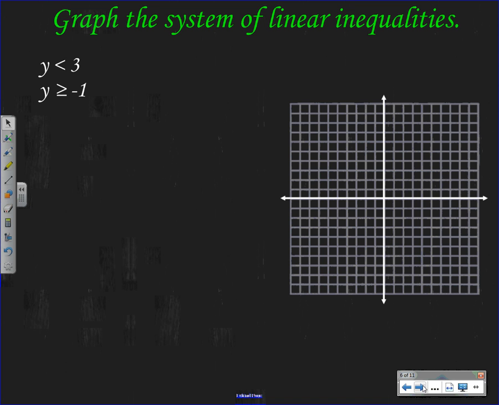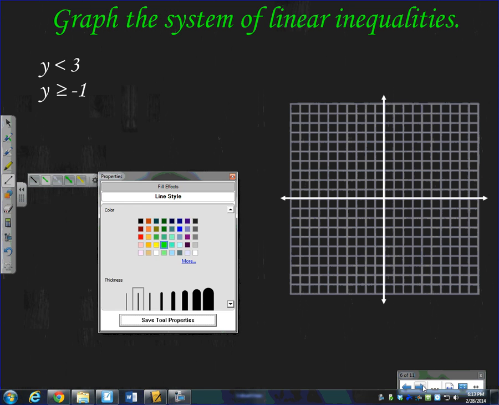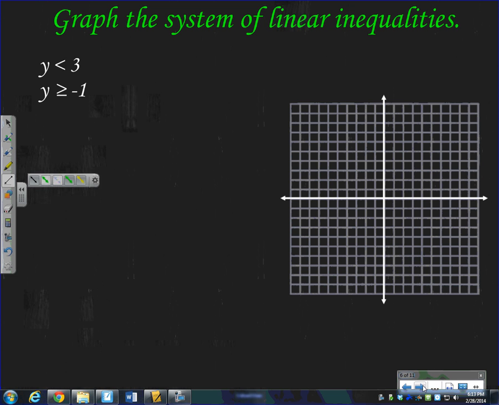This one is much simpler. Before we go on, I'm just going to switch my line here. I need a solid yellow line. I also need to make that one a little bigger.